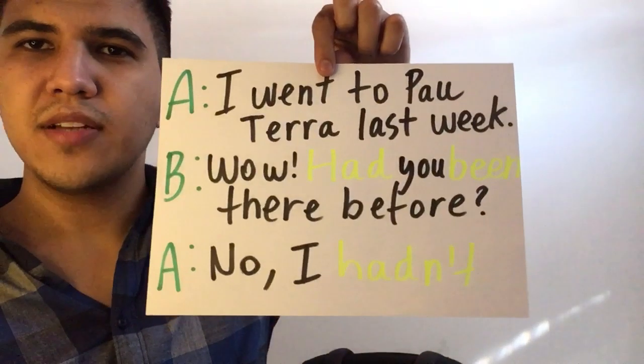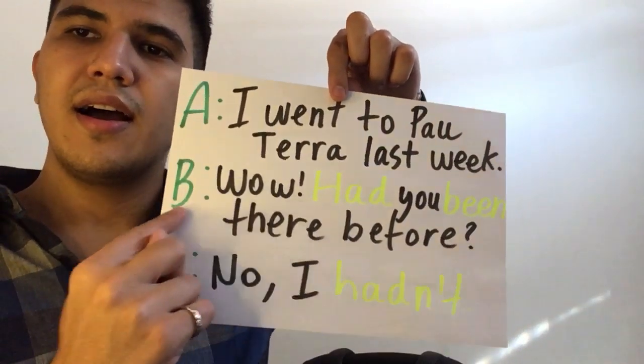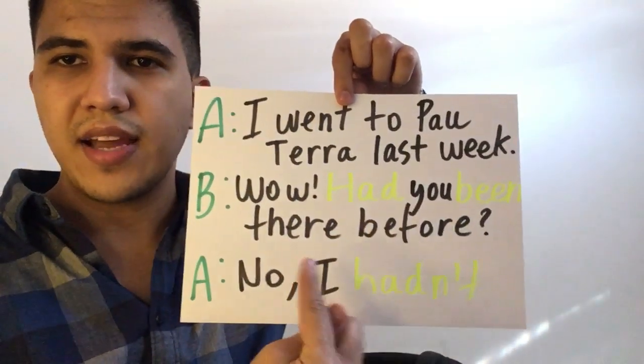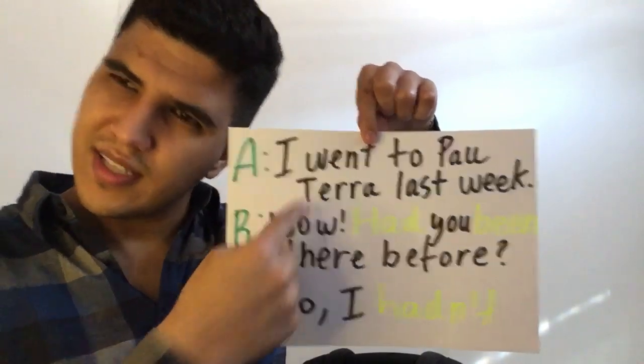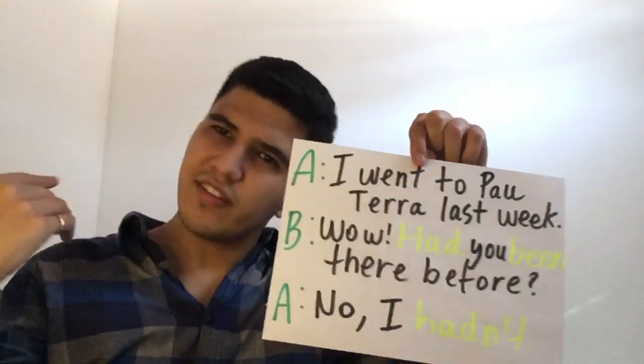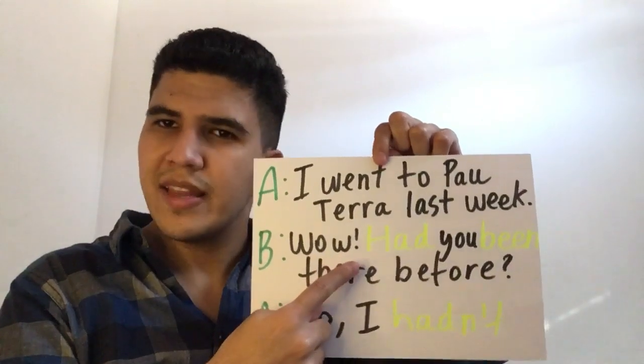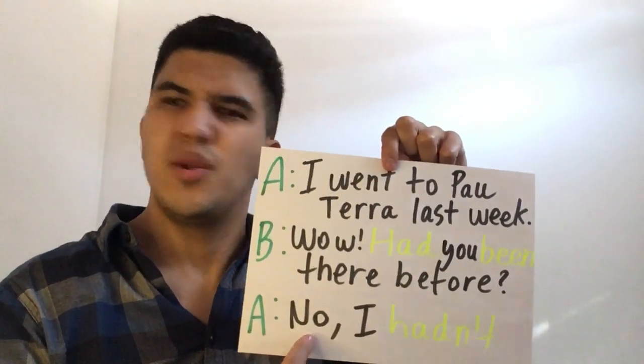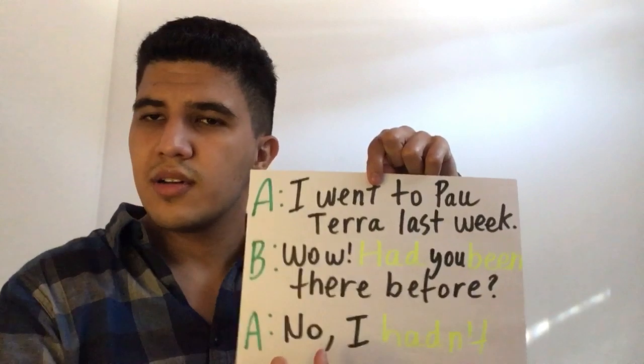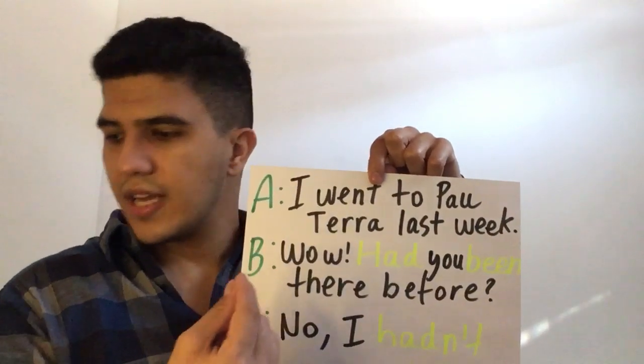So I went to Pau Terra last week. Okay. Wow. Had you been there before? Before this time, in the past of the past, had you been there? Then the person answered, no, I hadn't. So you can say, yes, I had, no, I hadn't, for a short answer, right? Remember that had is the same for all people, right? I had forgotten, you had forgotten, she had forgotten, we had forgotten, same thing.